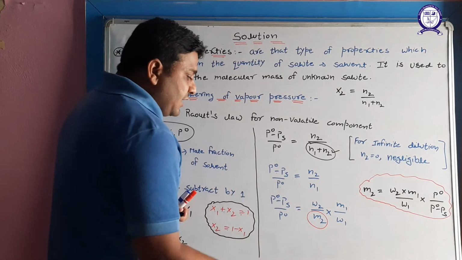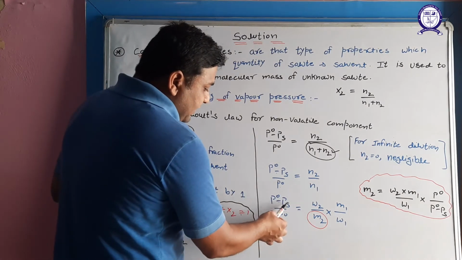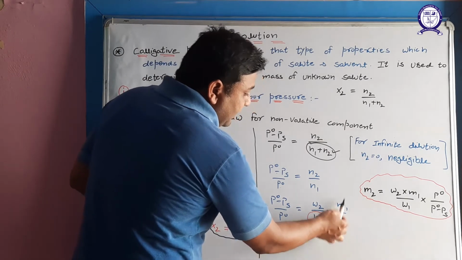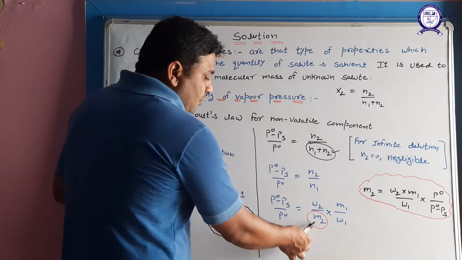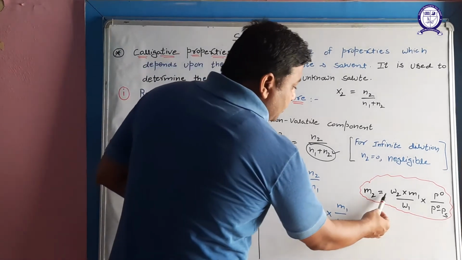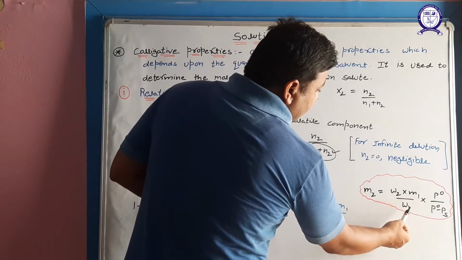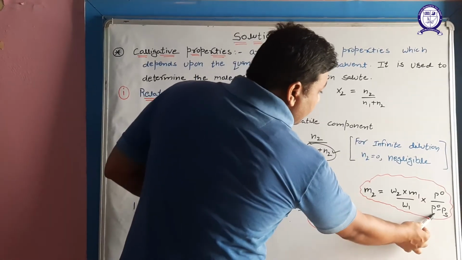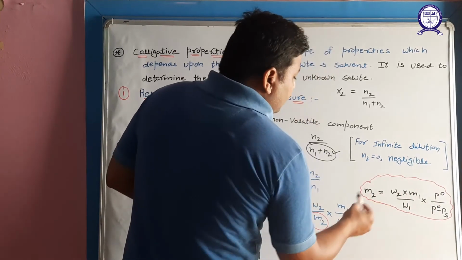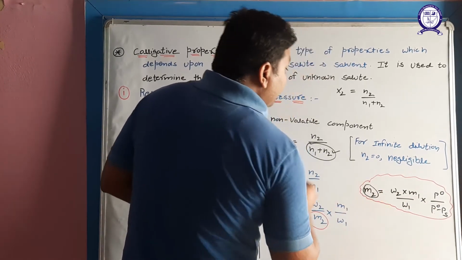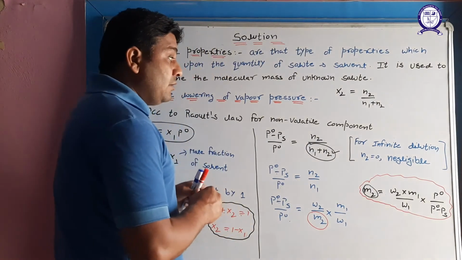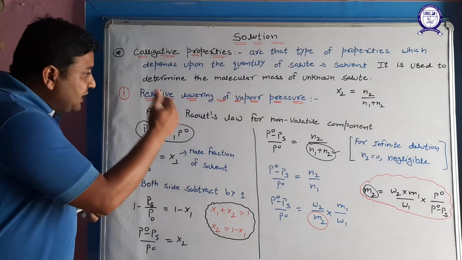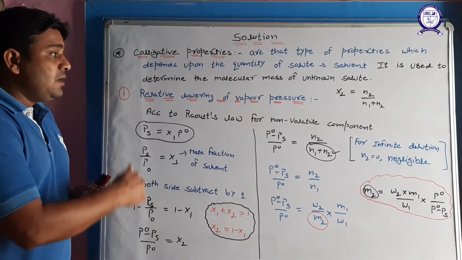It can be converted into given weight and molar mass. Then P naught minus PS by P naught is equal to W2 by M2 into M1 by W1. To determine the molecular mass of the unknown solute, M2 is equal to W2 into M1 by W1 into, cross multiplying, P naught minus PS in the denominator and P naught in the numerator. So here, for the unknown solute, what will be calculated? The molecular mass. Students, in this same slide we will see some numericals related to relative lowering of vapor pressure.